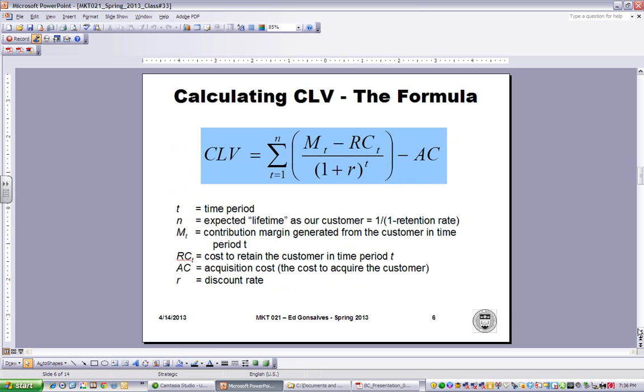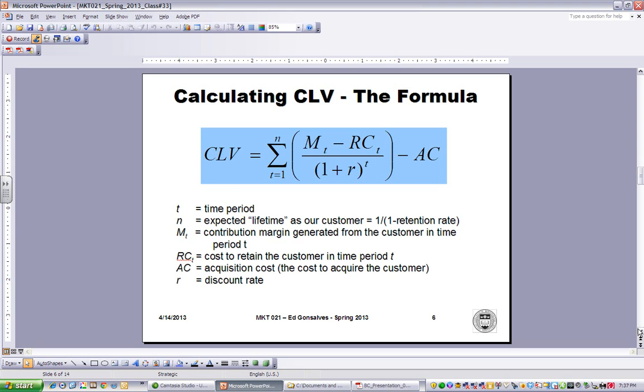So here's the formula, and basically what you're looking at here are the factors or the terms that are in there. You have the time period, right? So what period of time are you looking over? You have the expected lifetime of the customer, right?